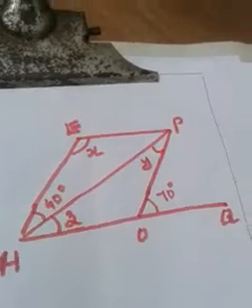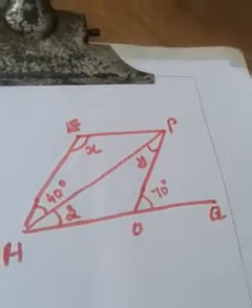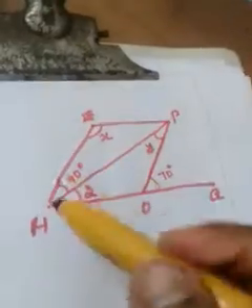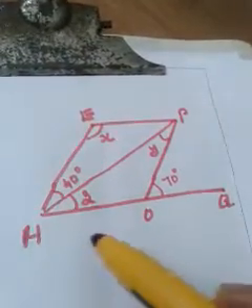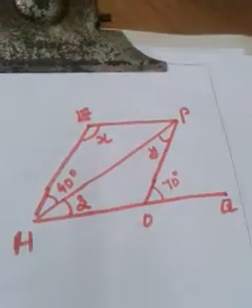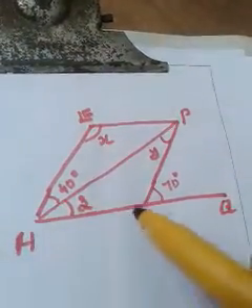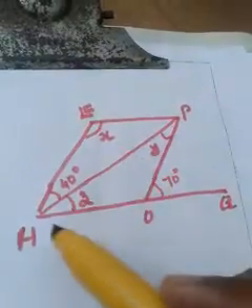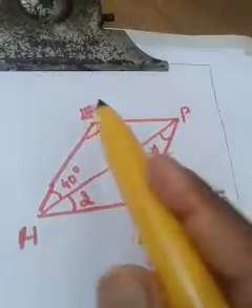Now we just read question number 7. Question number 7 is discussing a parallelogram HOPE. It's a parallelogram HOPE. You must read the question. The adjacent figure HOPE is a parallelogram.